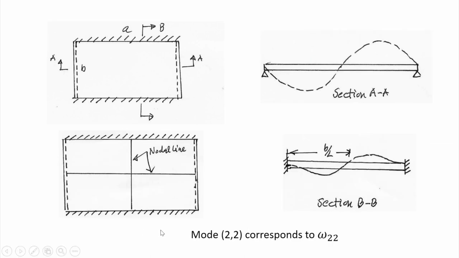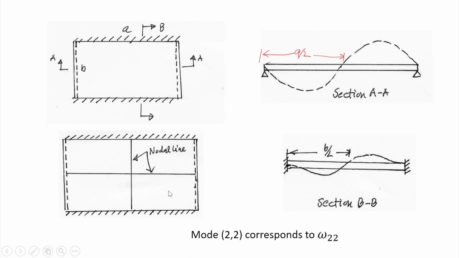Then if I consider 2-2, that is two half waves are formed in both directions. In that case the mode shape produced in the x direction is like that with one node, and the mode shape produced in the y direction also has one node. This node is at A by 2. This node is at B by 2. So we are getting two nodal lines in this case.